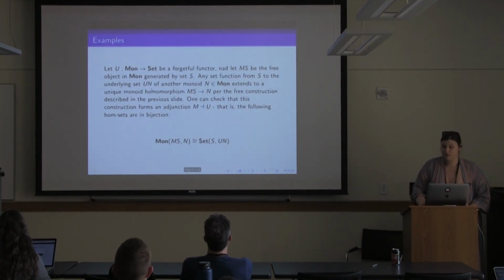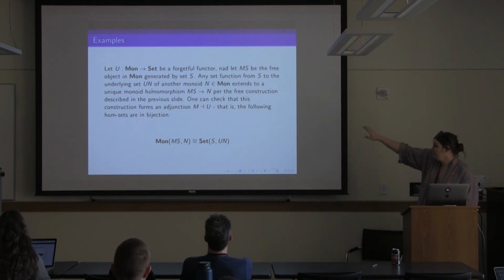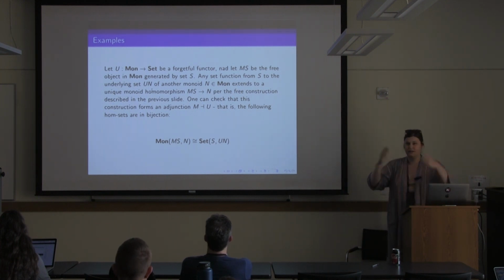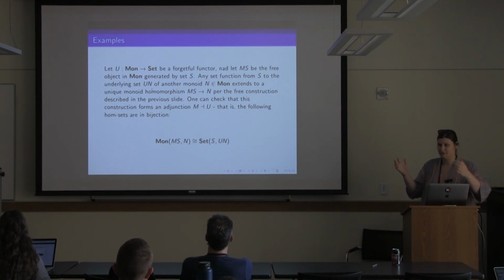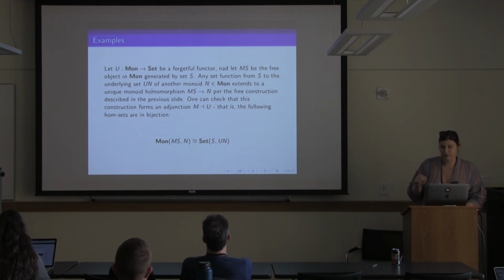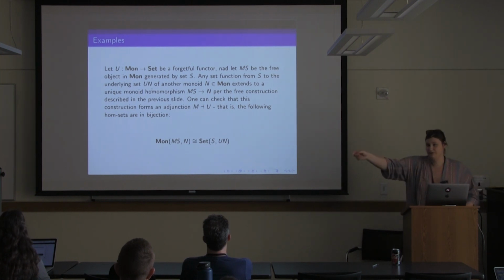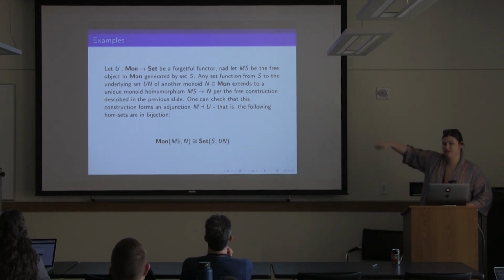Okay? So a classic example is the free monoid construction on sets. So consider S to be an underlying alphabet, so just a set with some elements in it. And let MS be the free object in Mon generated by this set. Okay, so we're just going to call it MS. Any set function from S to an underlying set of any other monoid, say UN, extends uniquely through this object.